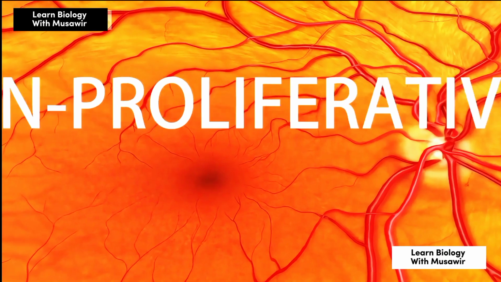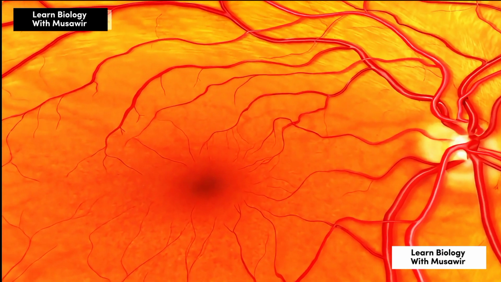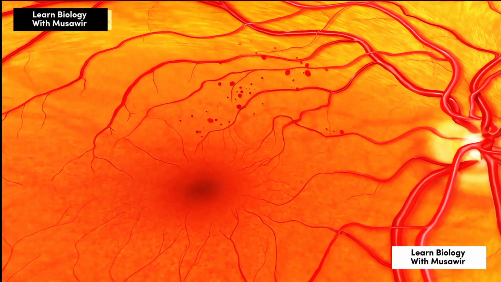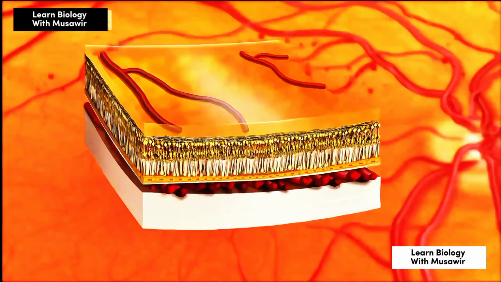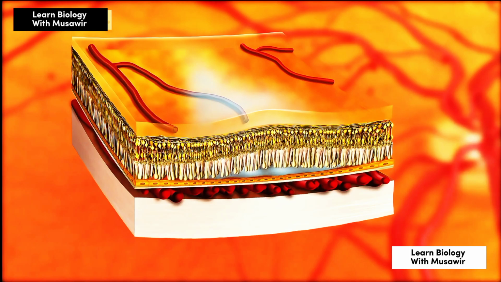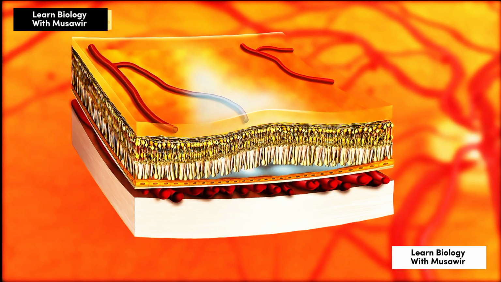In NPDR, the earliest stage of diabetic retinopathy, microaneurysms occur. They are small areas of balloon-like swelling in the tiny blood vessels that nourish the retina. As they increase in number, they tend to cluster and leak fluid into the complex retinal layers.